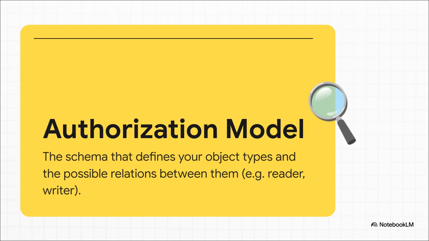But wait, what does reader even mean? That's where the rules come in, and they live in your authorization model. The model is basically your schema. It's the rulebook. It says things like, a document can have readers and writers, and a user can be a reader. It's the blueprint that gives all your facts their structure and meaning.